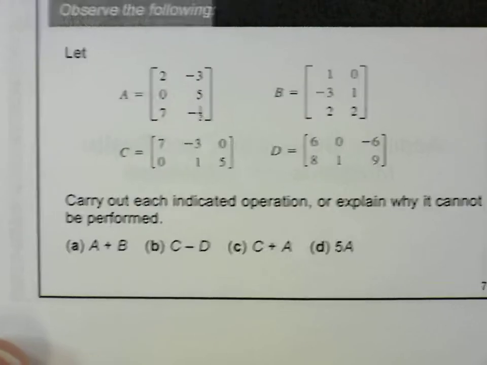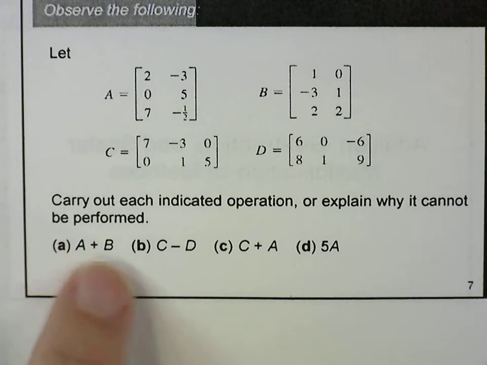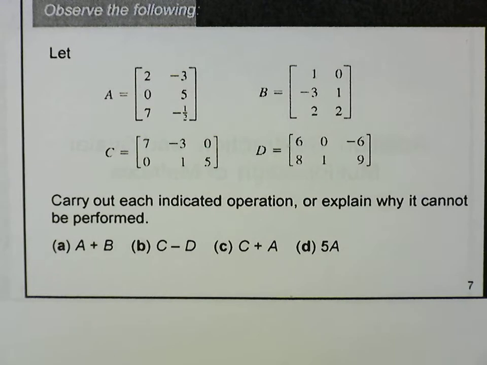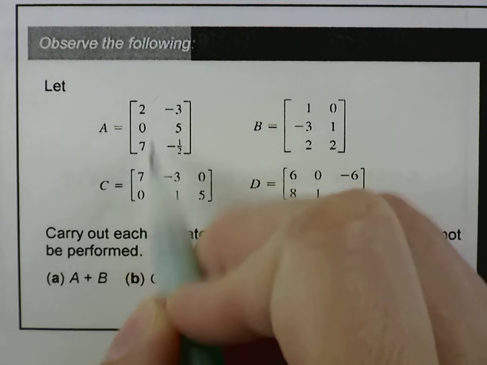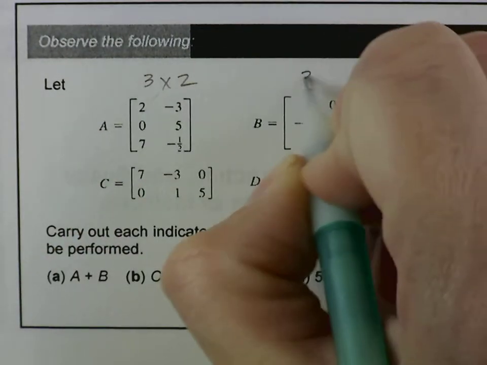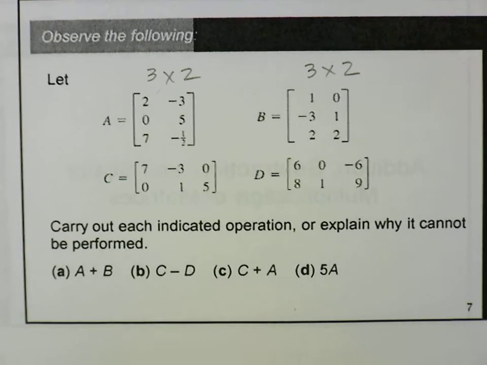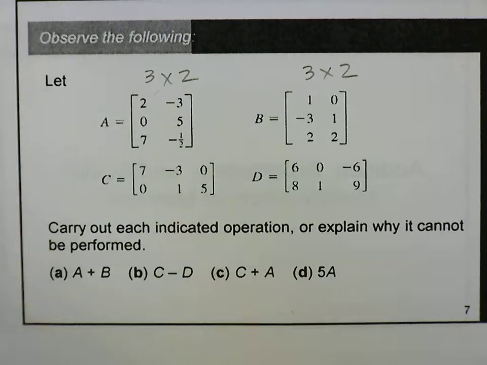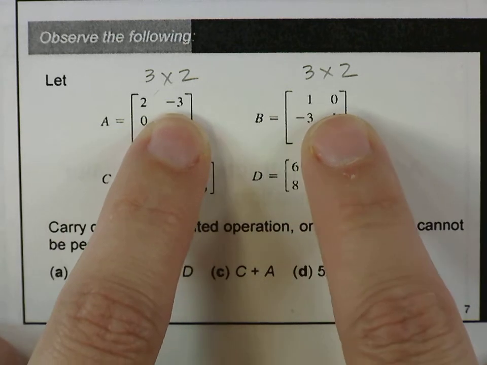If you're given the following matrices, A, B, C, and D. For part A, we're going to add A and B together. First, you see how A is a 3 by 2 matrix and B is a 3 by 2 matrix? Because they're both 3 by 2s, you can add them together. What's 2 plus 1? 3. Negative 3 plus 0.